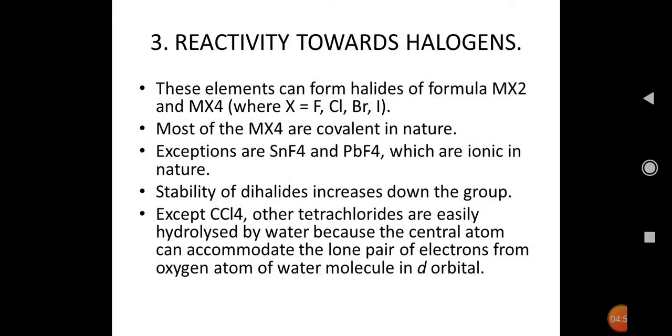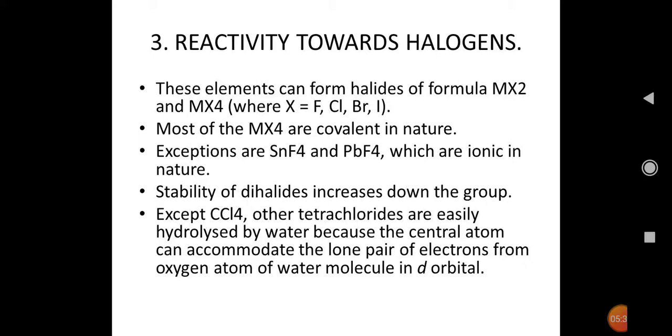Now, what is the reactivity towards water? When we observe the trend of group 14 elements, most are not affected by water. For example, carbon, silicon, germanium, and lead are not reactive with water molecules. But there is one exception, tin. When tin reacts with water, tin oxide is formed along with hydrogen gas, which is liberated into the environment. This is the only exception. So this is the reactivity towards water.